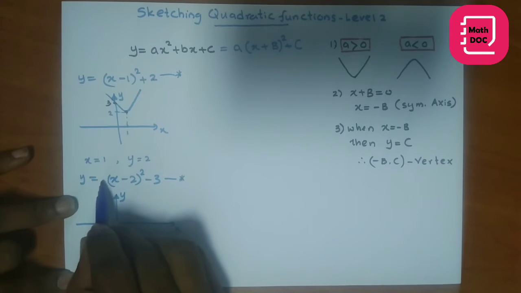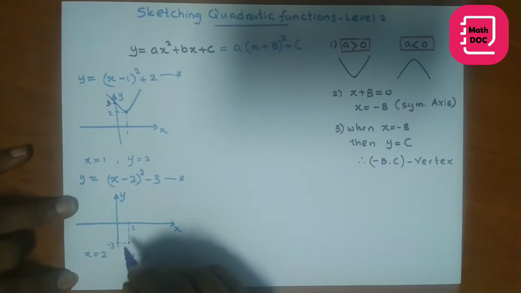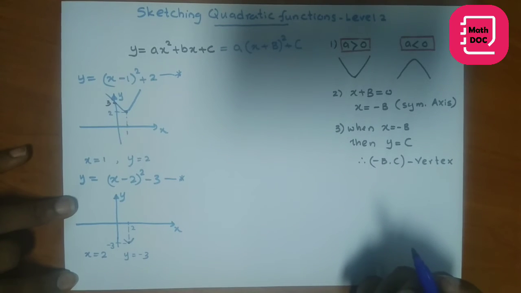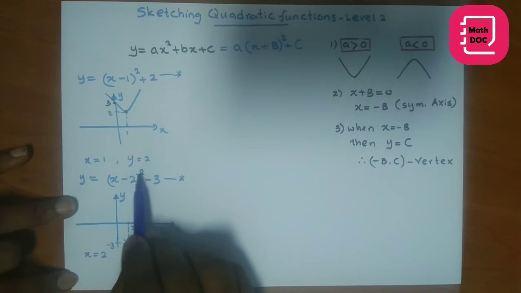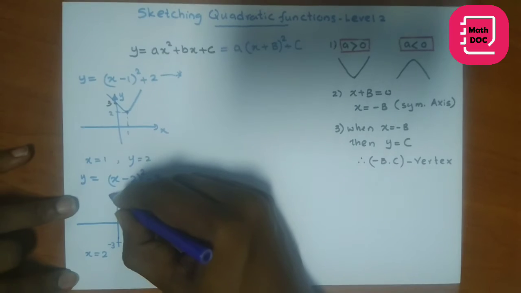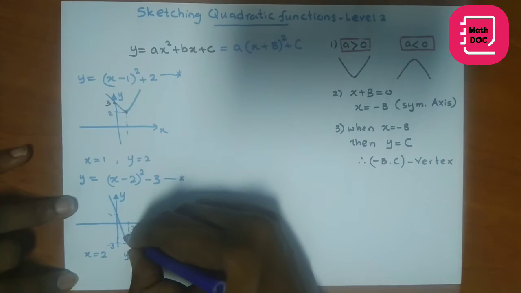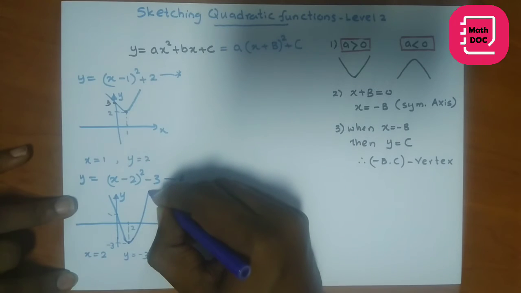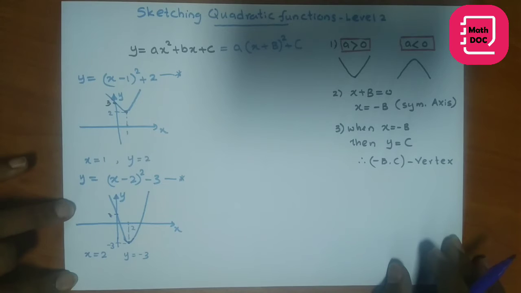Now check the leading term. The sign is positive here. Then minimum shape. And when x equals 0, (minus 2) squared is 4, minus 3 is 1. Therefore, the function passes through the point 1. Here 1. We will complete the parabolic shape passing through 1. That is the graph.